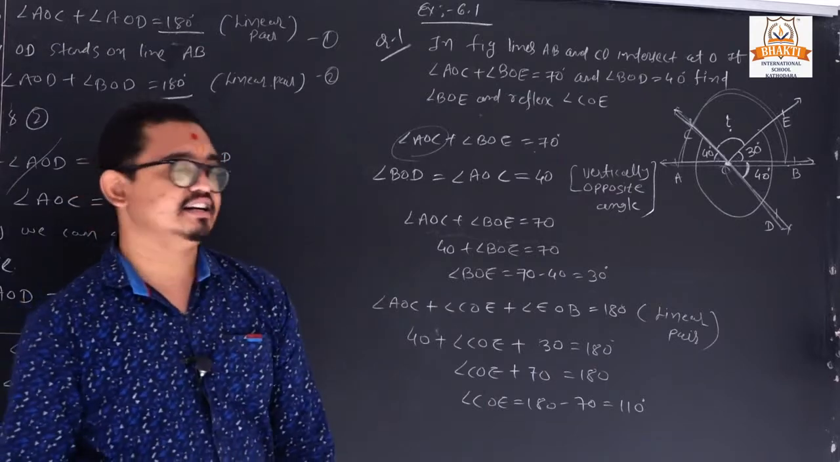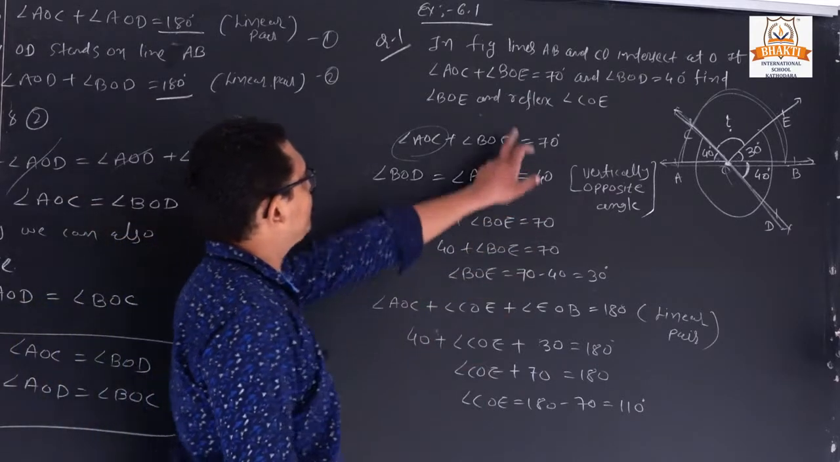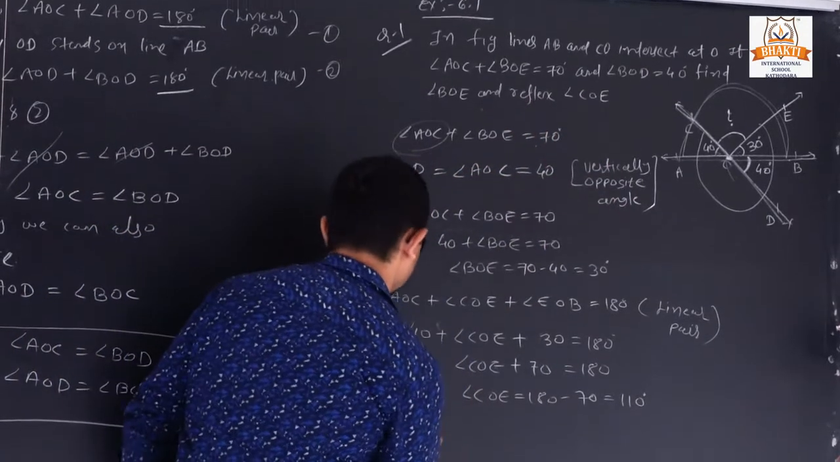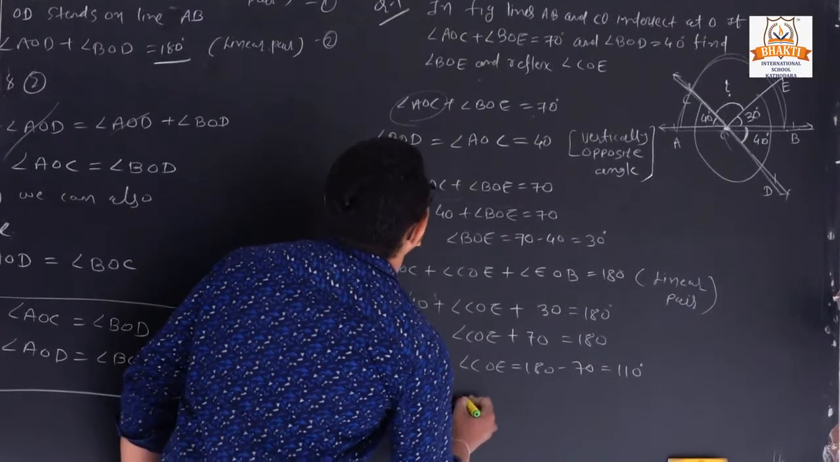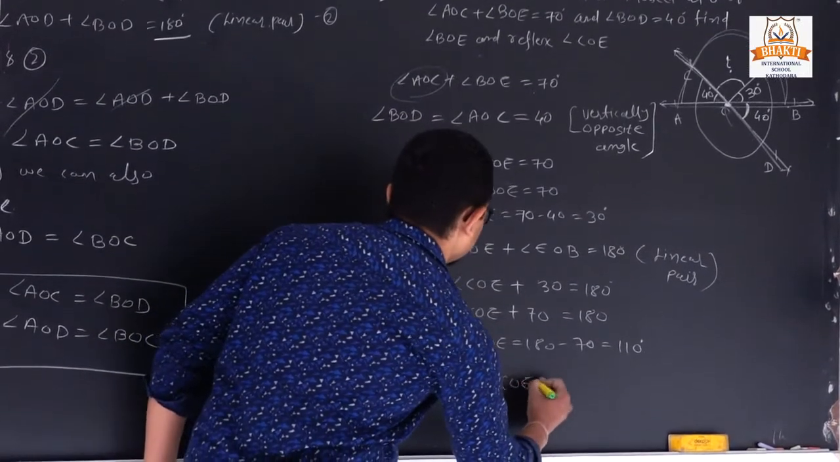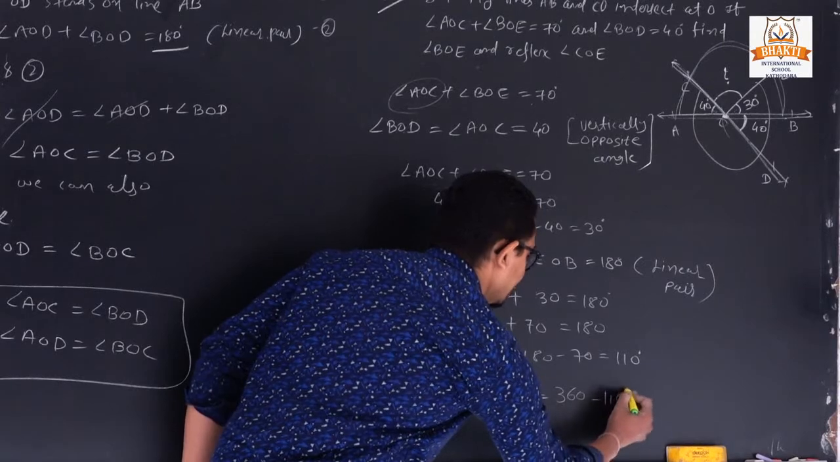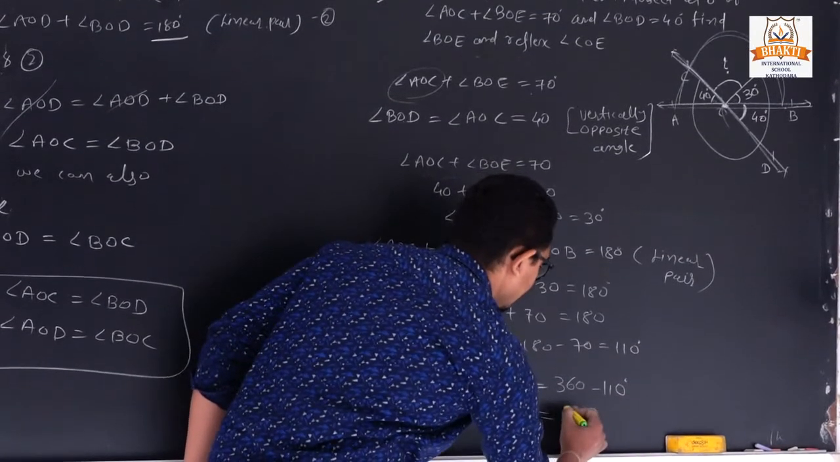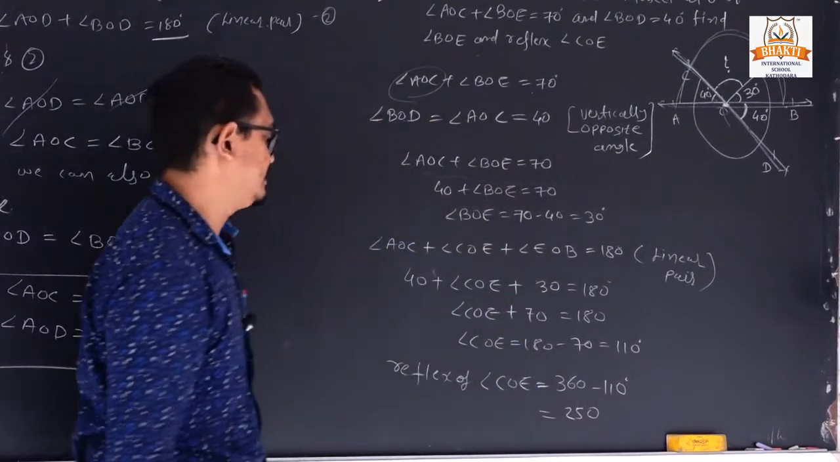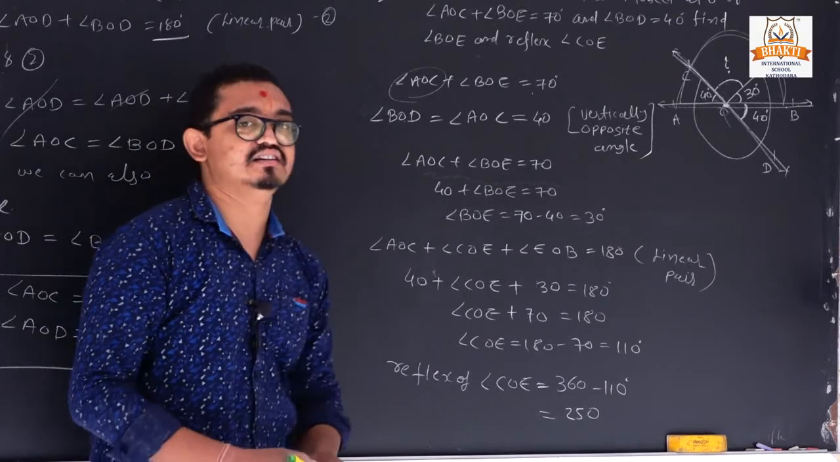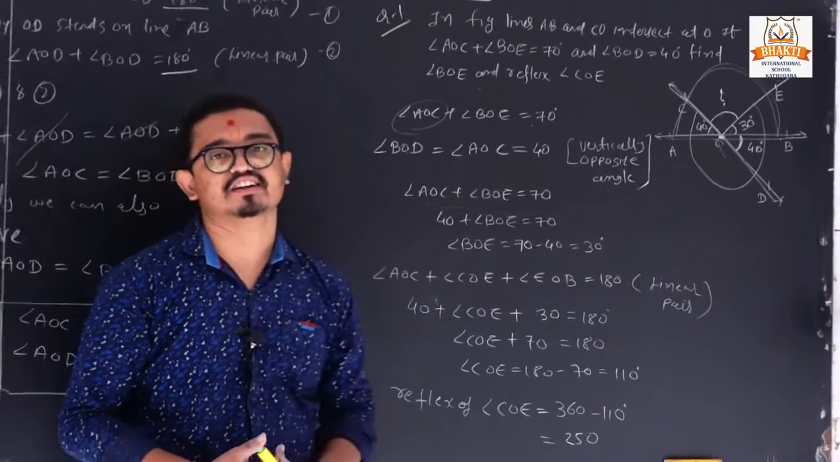Here it is 110. Now I want to find the reflex. So the reflex of angle COE is equal to 360 minus 110, so it is 250 degrees. So what is its answer? The reflex angle is 250.